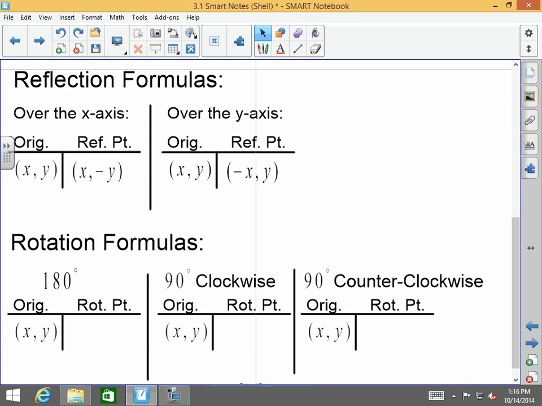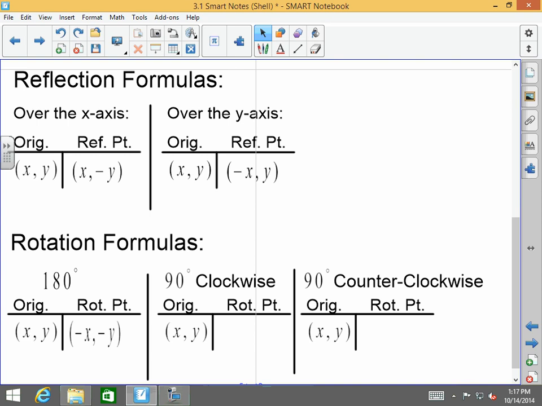Rotation formulas. If I have a 180-degree rotation, okay, a 180-degree rotation, my original point is xy, my rotation point will be negative x comma negative y. I simply multiply both x and y by a negative 1.